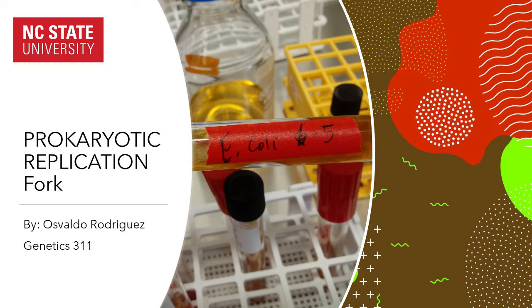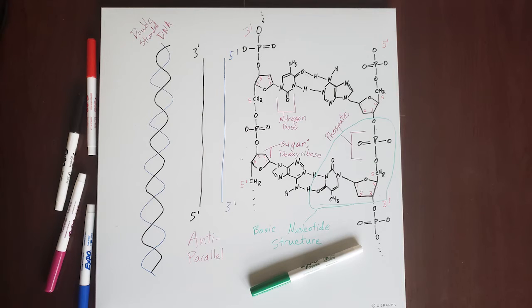An important part of prokaryotic DNA replication is the replication fork. Prokaryotes have double-stranded helix DNA structures. These strands run anti-parallel to one another. DNA molecules are made up of nucleotides composed of a phosphate group, a sugar group, and a nitrogen base. Nucleotides are held together by phosphodiester bonds.